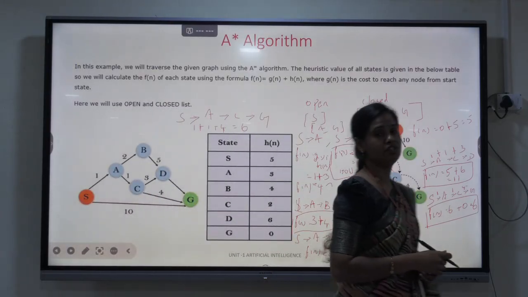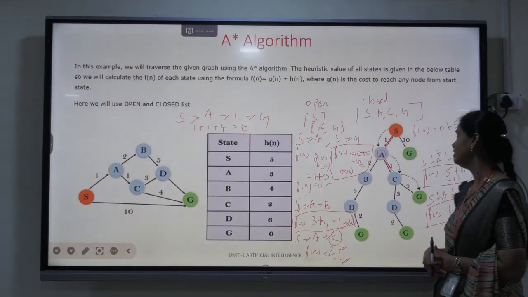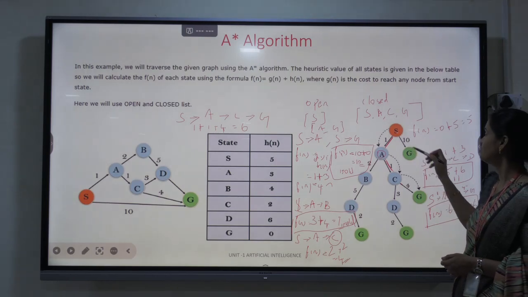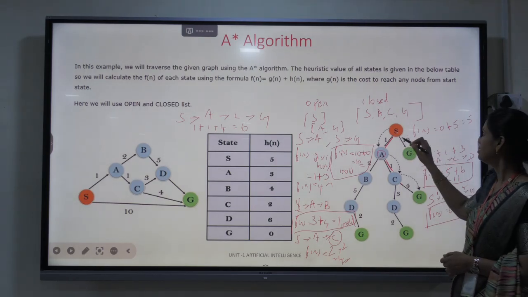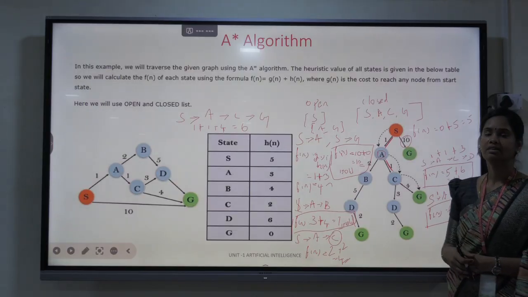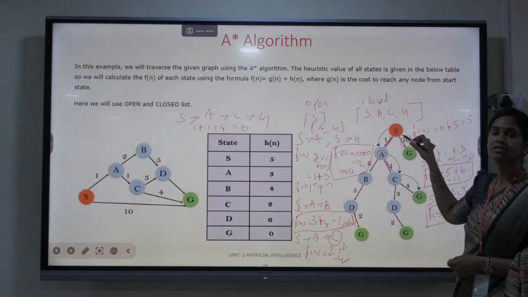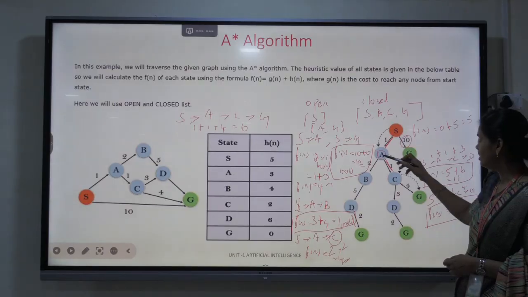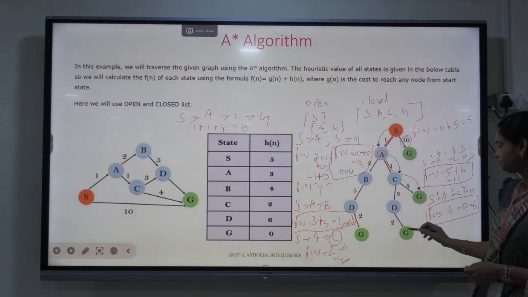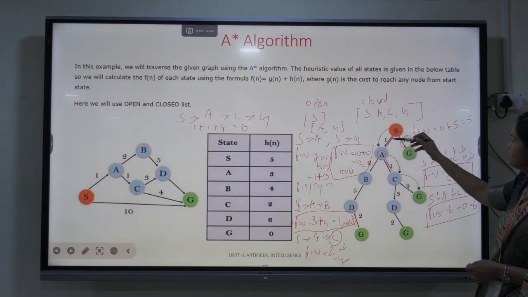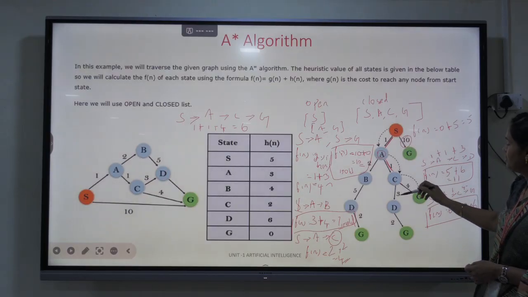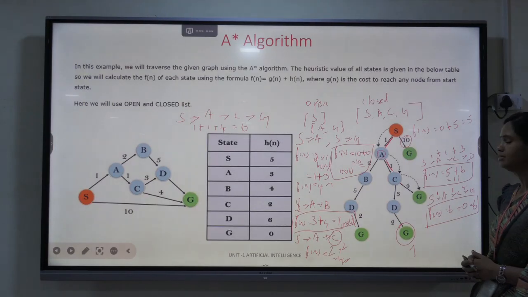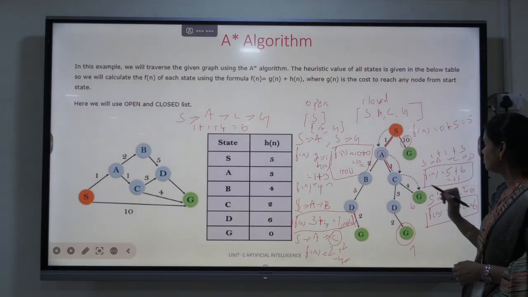Now, if you observe the other paths, there is S to G also. G is your goal node, right? From S to G, the cost is 10. Even if we find a solution, that is not an optimal solution, right? It is 10. Now suppose you reach the goal node via this path, what is the cost? 1, 1 plus 1, 2, 2 plus 3, 5, 5 plus 2, 7. To reach this goal node, it is 7. We reach the goal node via this path, it is 6.